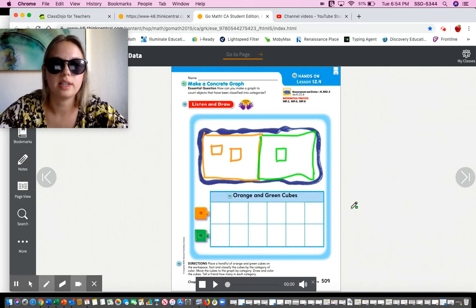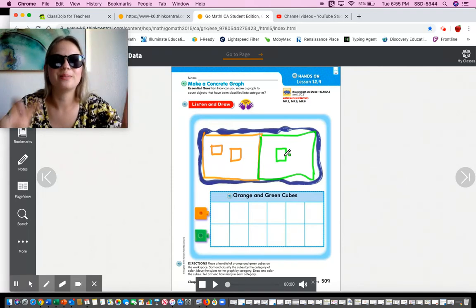So just how Miss Paulino did it. We sorted by color. We put our orange on this side and our green on this side. Miss Paulino said, please draw 2 orange and 1 green. And those are our cubes, our pretend cubes.